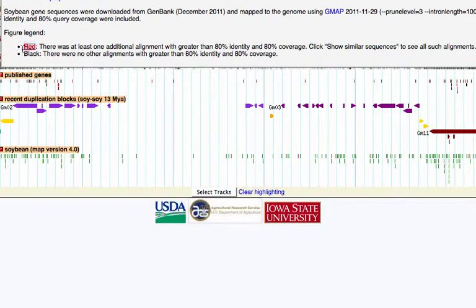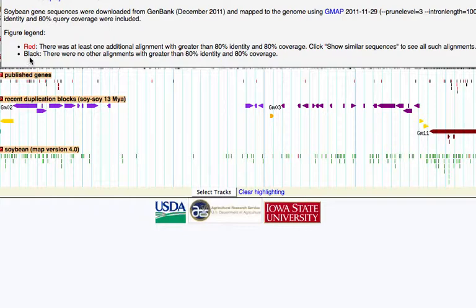In this case, a red color means there was at least one additional alignment in the genome that had 80% identity and 80% coverage. In this case, you could click on a red glyph and a contextual menu would come up, and one of those items would be "show similar sequences," and it would take you to the other sequence in the genome where that particular gene sequence was also mapped.